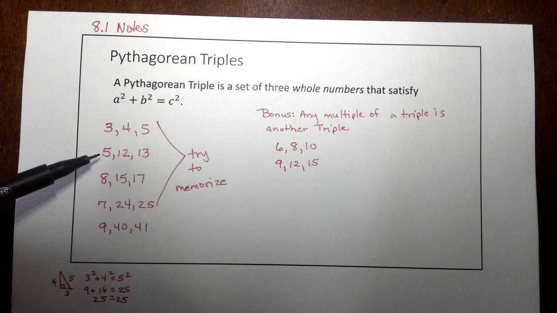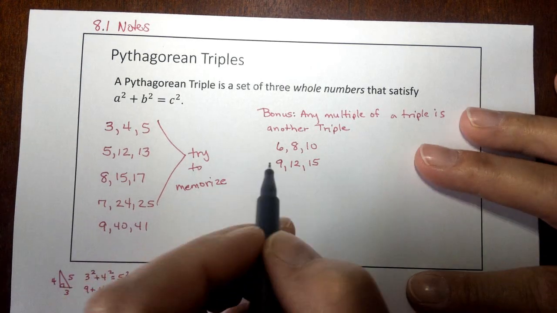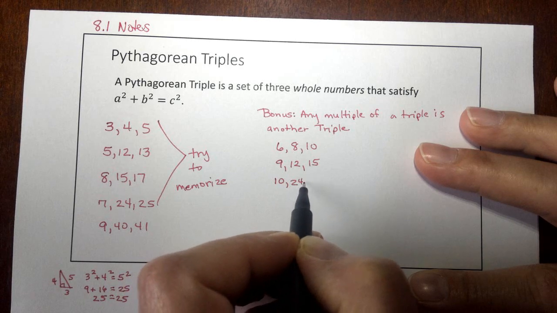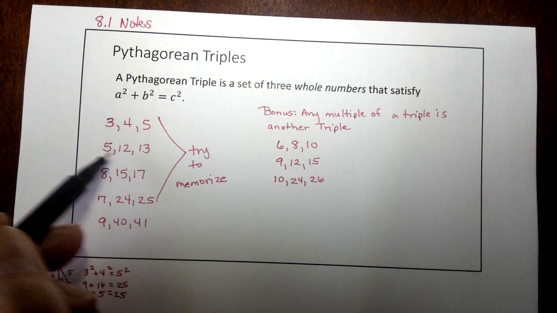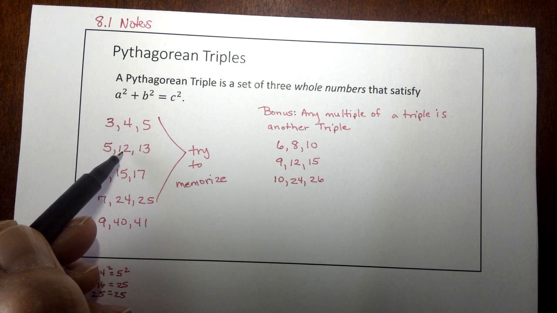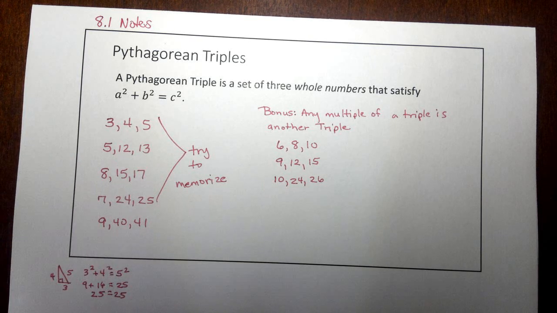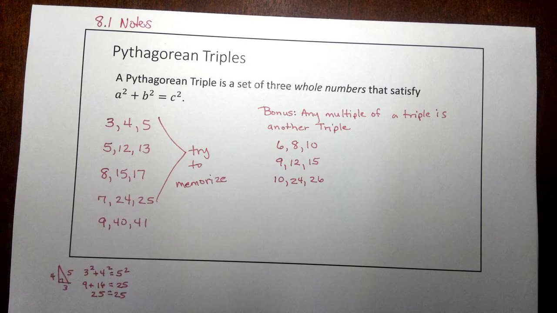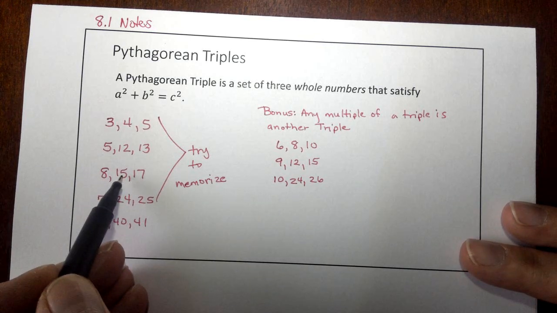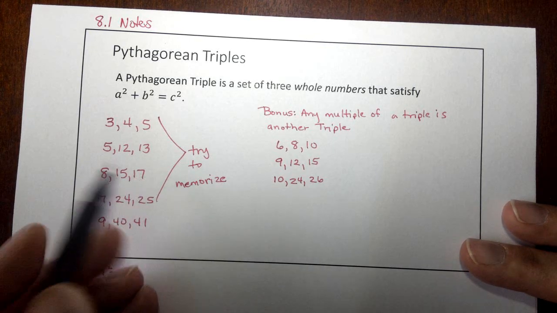You can double the 5, 12, 13 and get 10, 24, 26. That's another triple. Multiply by 3, 15, 36, 39. It's still a triple. Take 8, 15, 17 and double it. Or better yet, multiply by 10. You get 80, 150, 170.